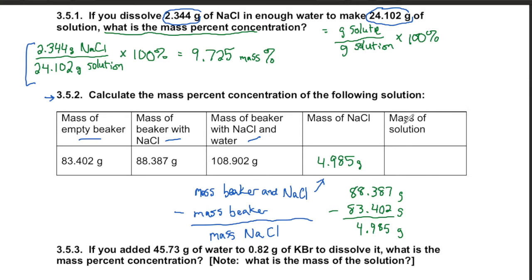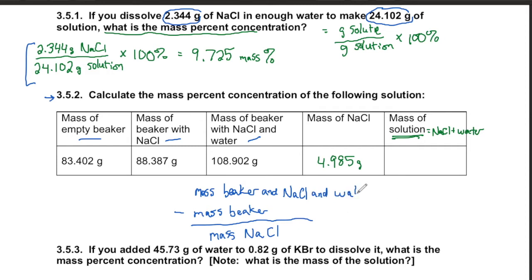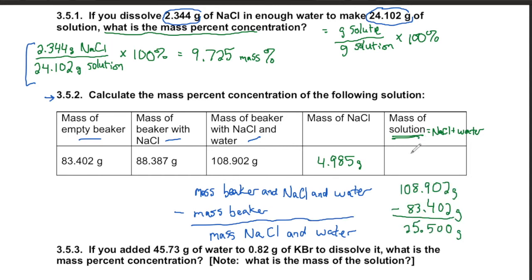Now we need to find the mass of the solution. The solution is the mixture. Remember, solute is sodium chloride, solvent is water. So the solution here means the sodium chloride and the water together. So we want to know the mass of the sodium chloride and the water together. To do that, we could take the mass of the beaker with the sodium chloride and the water in it, so the beaker and the solution, subtract the mass of the beaker, and we get the mass of just the solution.